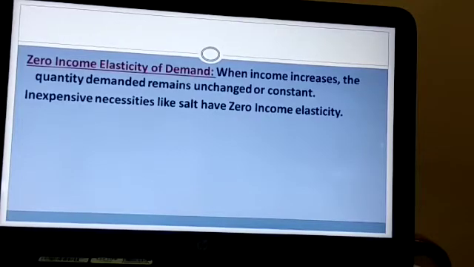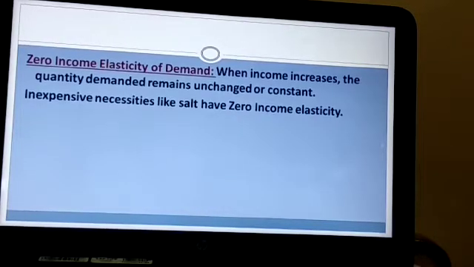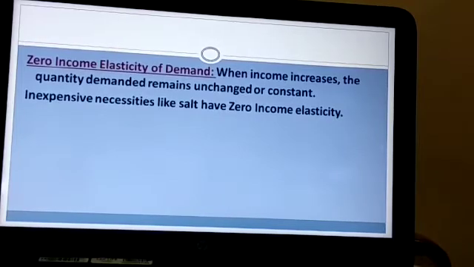Zero income elasticity of demand: when income increases, there is no change in the quantity demanded. It remains unchanged or constant. Inexpensive necessities like salt, we remember the example. When the income changes, consumption of inexpensive necessities of life like salt or soap will not change. We will consume the same amount of salt, and the usage of soap will also remain the same. So inexpensive necessities of life are not dependent on income, and they have zero income elasticity of demand.